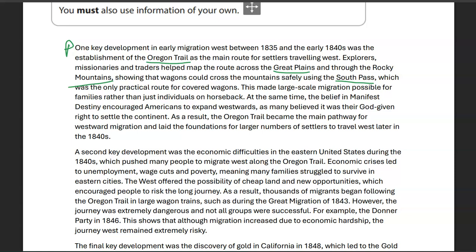This made large-scale migration possible for families rather than just individuals on horseback. At the same time, the belief in manifest destiny encouraged Americans to expand westwards, as many believed it was their God-given right to settle the continent. As a result, the Oregon Trail became the main pathway for migration and laid the foundations for larger numbers of settlers to travel west later in the 1840s. So linking back to the question there about what part this information has to play in the narrative. So that's my first Peel paragraph.